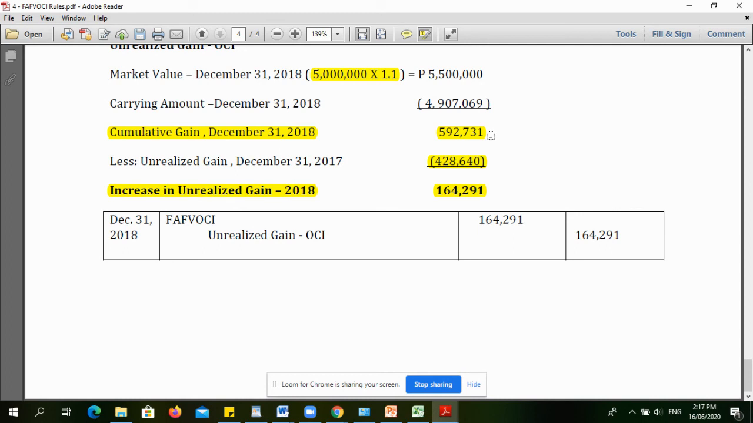That's it, guys. So that is the discussion for OCI. If you notice, with equity securities, it's easy because the rules are straightforward. But I do recognize that debt securities are a bit harder, because you have to make an amortization table and you also need to compare the carrying amount to the market value every year.